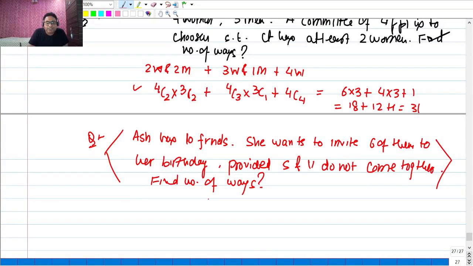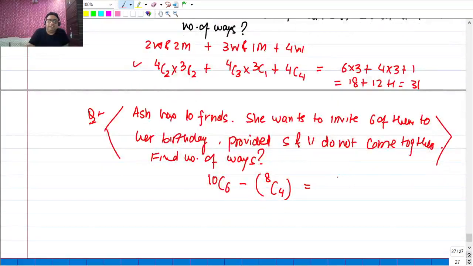When they come together, Nehal, listen. So total out of 10 you need 6 people, minus when they come together. Now see, if Salman and Vivek are coming together, Aishwarya's problem has reduced. Now she has 8 people out of which she needs to select 4. Very very simple. Do you want me to solve it?